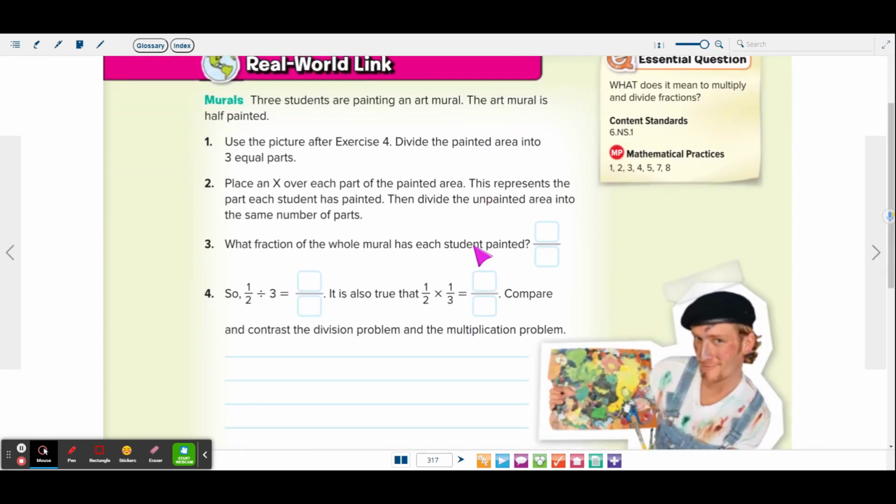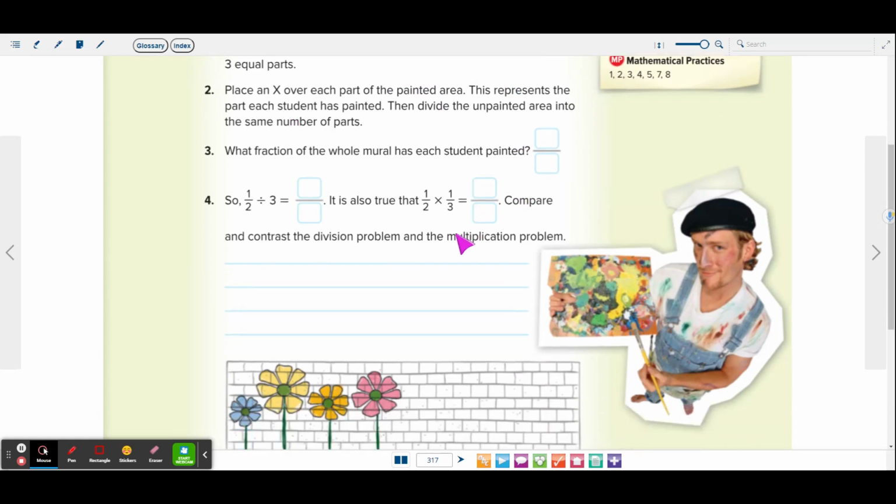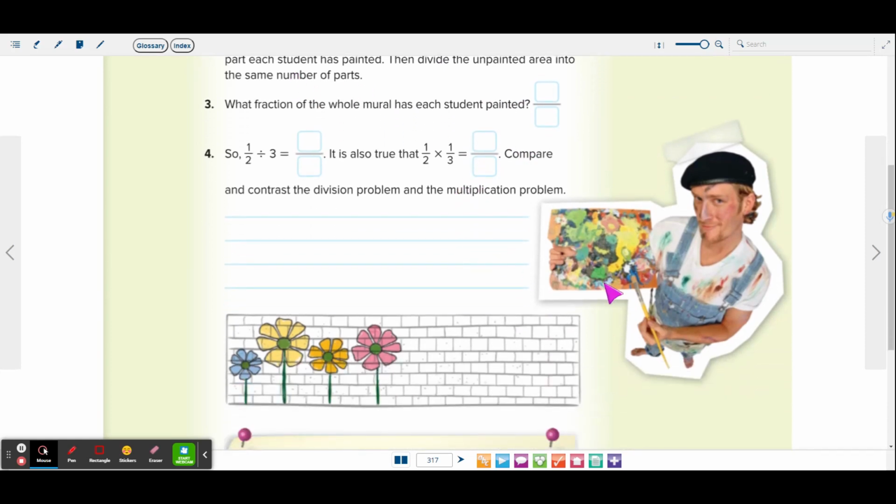It says 3 students are painting an art mural. The art mural is half painted. Use the picture after exercise 4. Divide the painted area into 3 equal parts. Okay, so first we want to go down here. We're going to divide this into 3 equal parts.